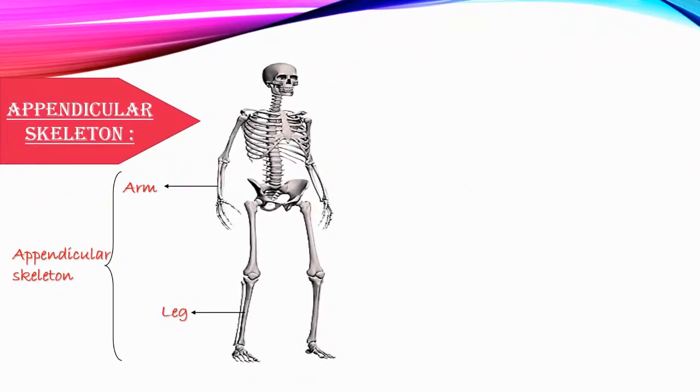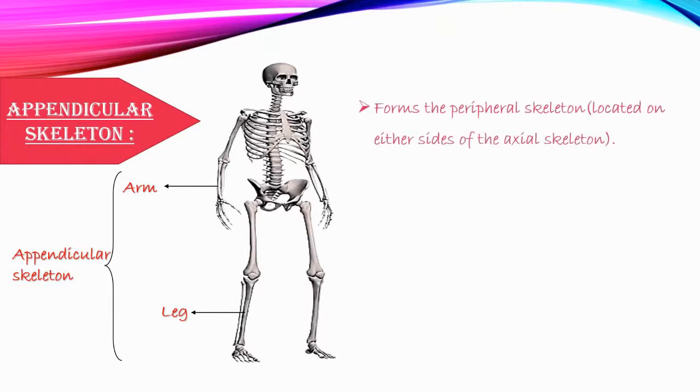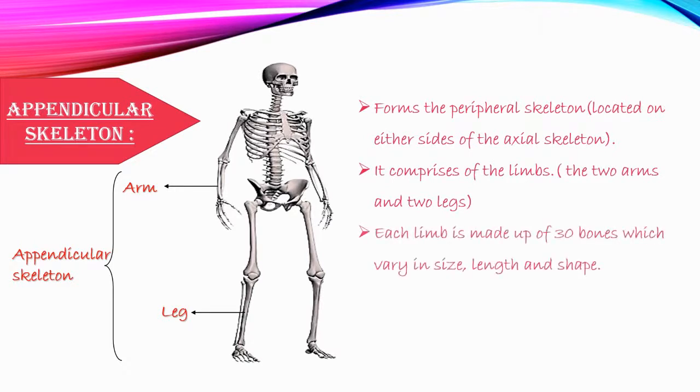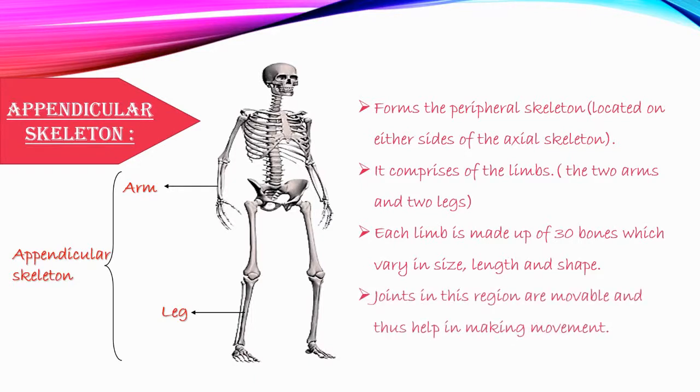Now let's understand about the appendicular skeleton. Appendicular skeleton forms the peripheral skeleton located on either side of the axial skeleton. It comprises the limbs, that is the two arms and the two legs. Each limb is made up of 30 bones which vary in size, length and shape. Joints in this region are movable and thus help in making movement.